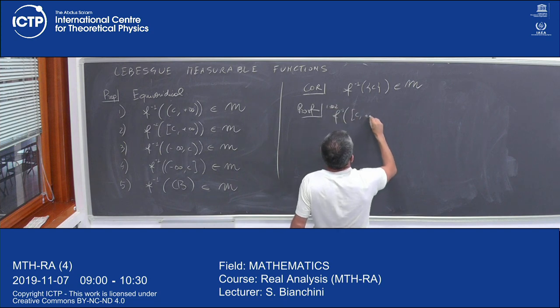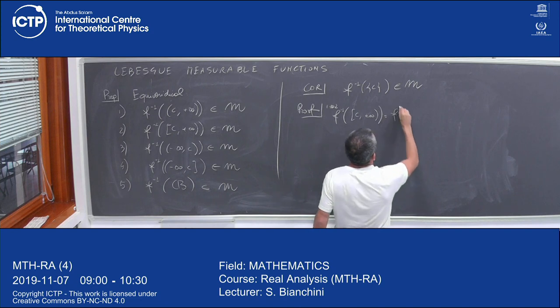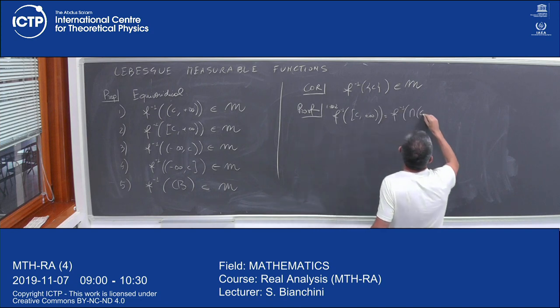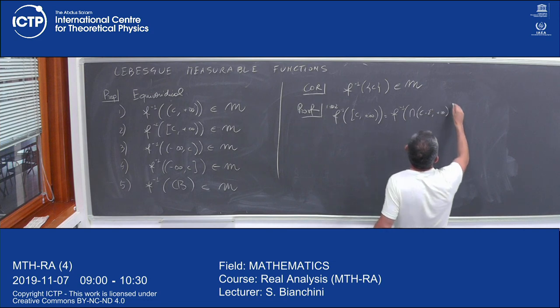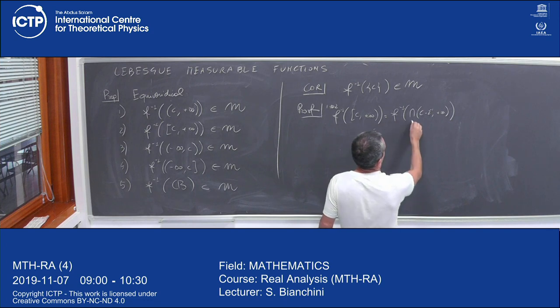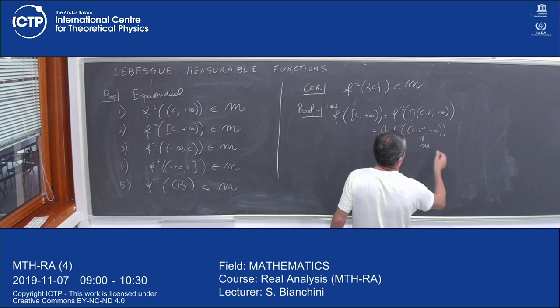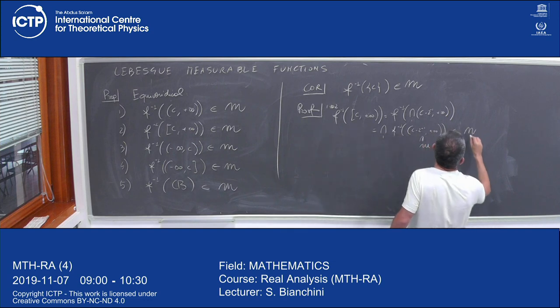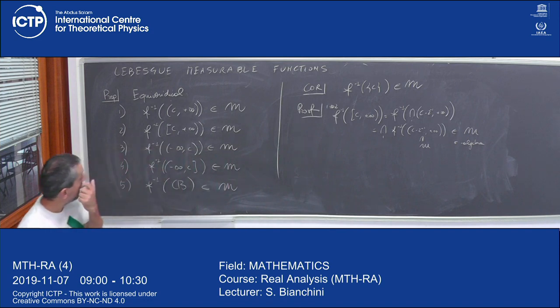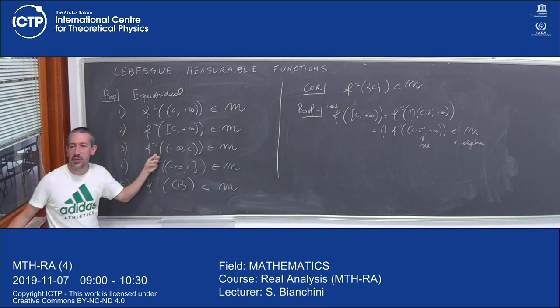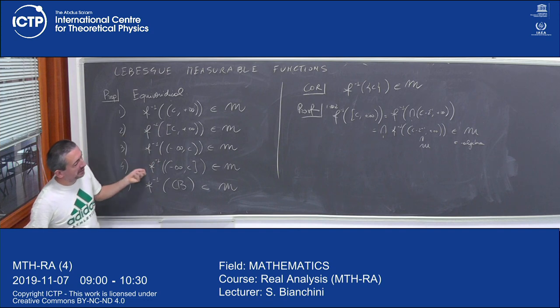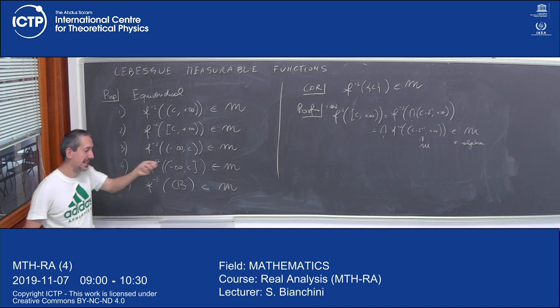f to the minus one of [c, plus infinity) is equal to f to the minus one of the intersection of (c minus 2 to the minus i, plus infinity). Now set operations, they give no trouble. And clearly this belongs to M, and M is a sigma algebra. And then you do the same. From this one to this one, for example, is the complement. This is the complement of this one. And then from this to this one is again the same operation.